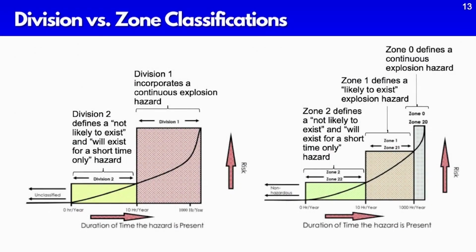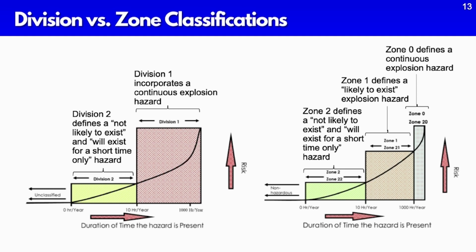Now it may be useful to compare the two systems. This understanding will become helpful when we have to place division-marked equipment in a zone-classified facility or zone-marked equipment in a division-classified facility. The formal definitions for Class 1 Division 2 and Zone 2 are identical. This indicates that the level of explosion risk is equal.